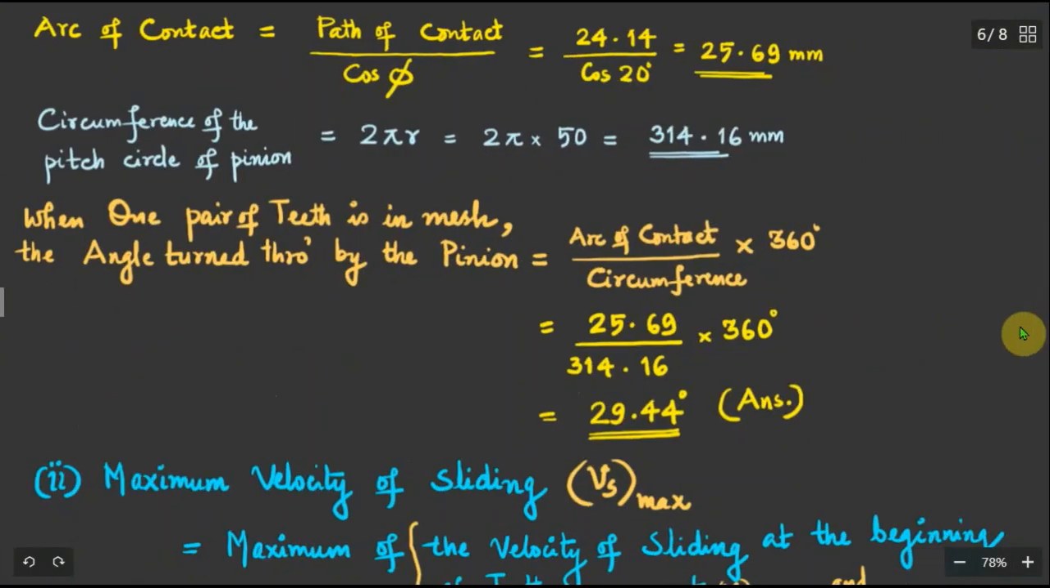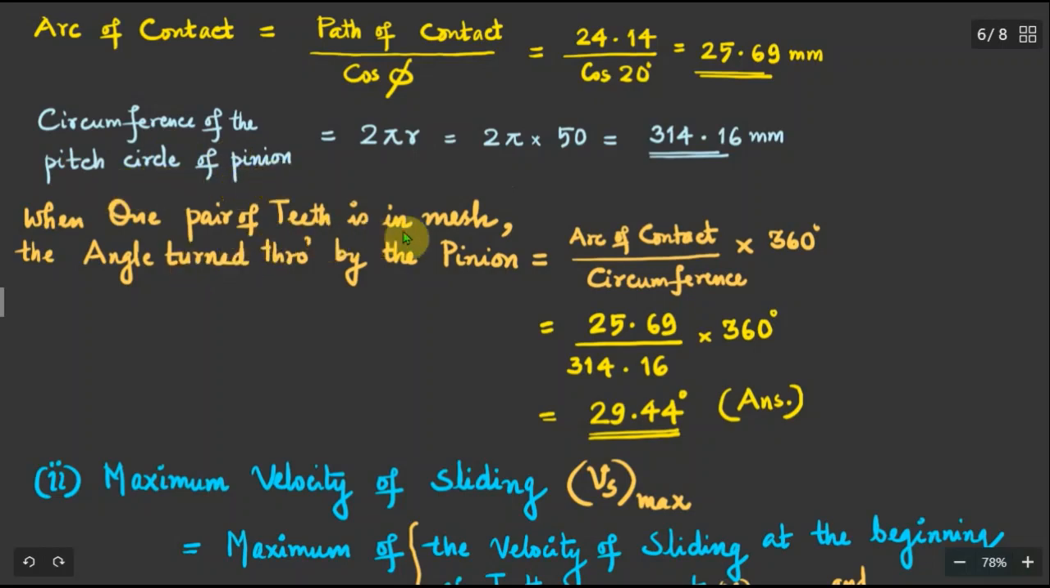Now the arc of contact. Arc of contact is given by path of contact divided by cos phi. So that is 24.14 millimeter divided by cos 20. That is 25.69 millimeters. Then the circumference of the pitch circle of the pinion, that is 2 pi small r. That is 2 pi into pitch circle radius of the pinion, 50 mm, that is 314.16 millimeters.